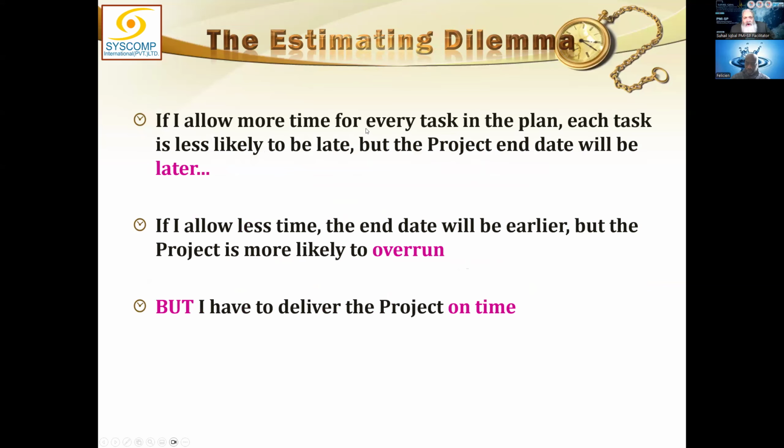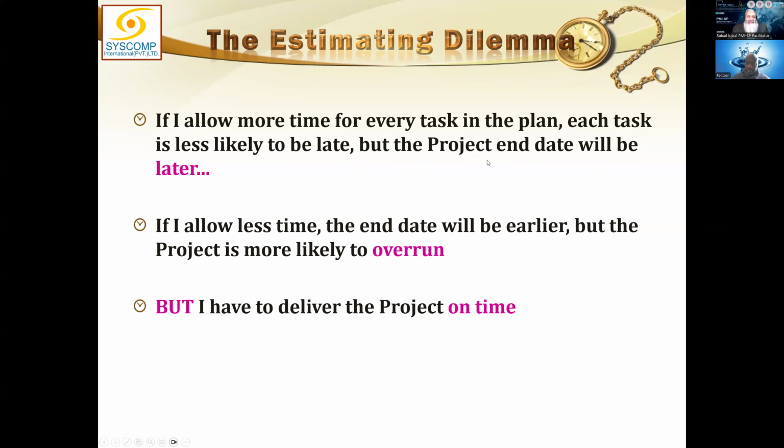If I allow more time for every task in the plan, each task is less likely to be late. That is a normal thinking. If this takes 8 days, I will give you 10 days. Then it will not be late. It is wrong. Because as I gave you the philosophy that work expands to fit the time available. So that is a wrong perception. We think wrong, right? So we don't have to give extra time. We have to keep extra time.